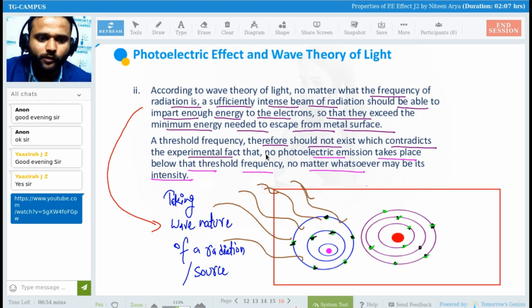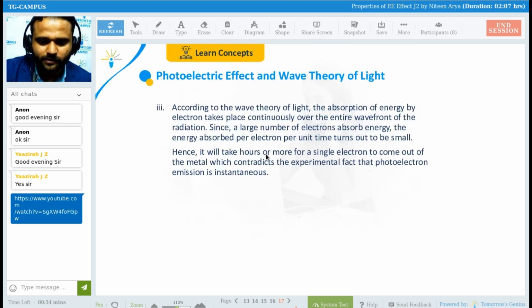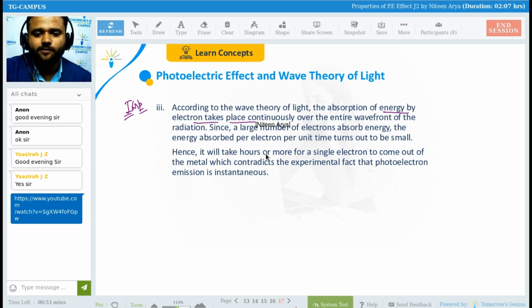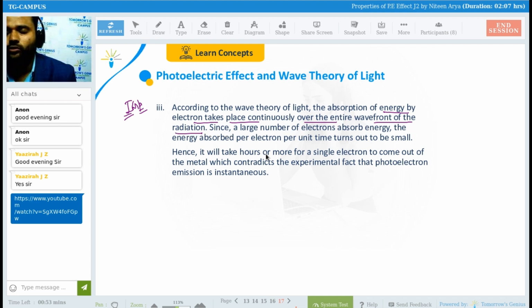Wait. According to wave theory, we still have one point. Let's discuss this also. According to the wave theory of light, the absorption of energy is also important. The absorption of energy by an electron takes place continuously over the entire wavefront of the radiation. I already told you that in the beginning. Whenever we take the wave theory, the energy is continuously taken by the next wavefront. That is the process of the wavefront: one wavefront produces the next wavefront, by the flow of energy.